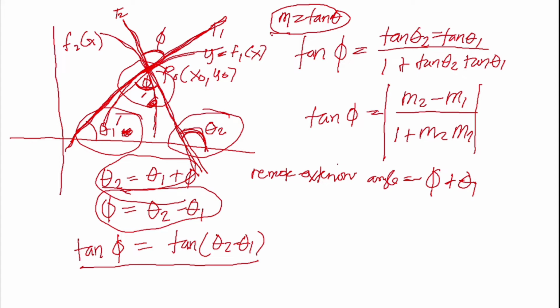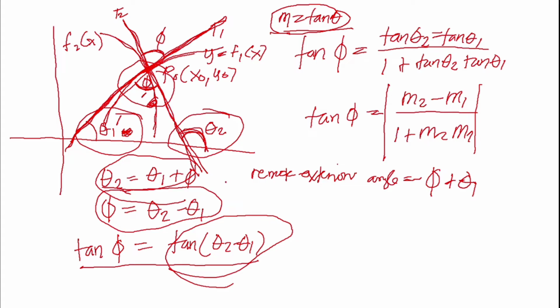So take note that m is equal to the tangent theta. Therefore, tangent phi is equal to tangent of theta 2 minus theta 1. This is a trigonometric identity, the sum and difference of trigonometric identities. So you have tan theta 2 minus tan theta 1 over 1 plus tan theta 2 tan theta 1. Tan phi is equal to m2 minus m1 over 1 plus m2 times m1.